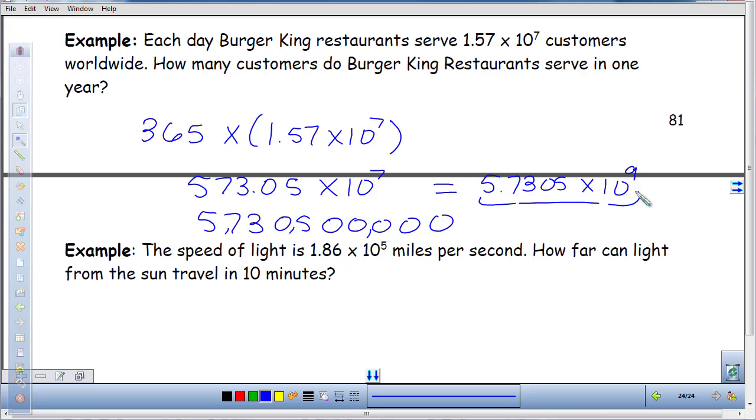So it's really important when you talk about how far it is from here to wherever, the moon or the sun, or how long it would take to get there. Those are very large numbers. Sometimes they deal with very small numbers, and so it's easiest to write them in scientific notation.